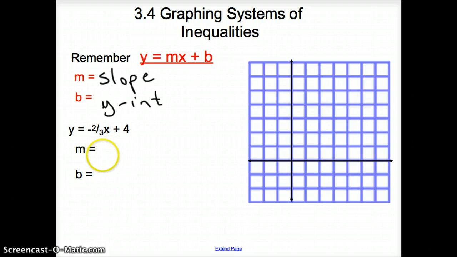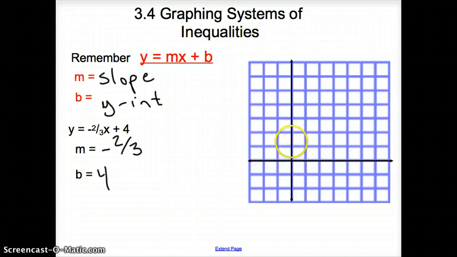Jumping down to the equation down here, we have y equals negative 2/3 x plus 4. Our m is our slope. Our slope is whatever is multiplied to our x. And here we have a negative 2/3 being multiplied to our x. Our b is our y-intercept, and that is whatever is added or subtracted to our x. Here we are adding a 4, so our y-intercept is a 4.